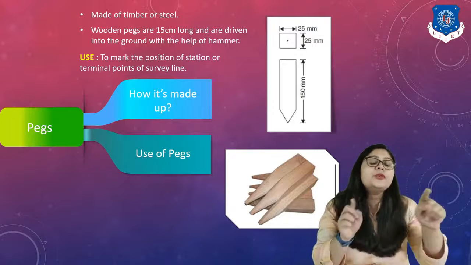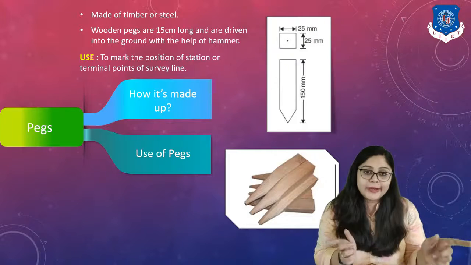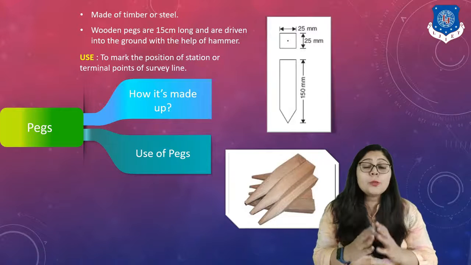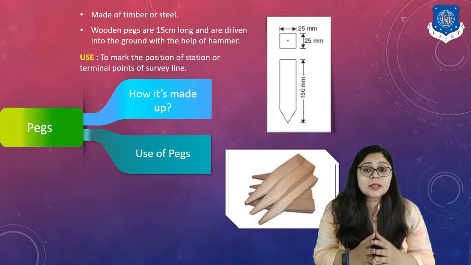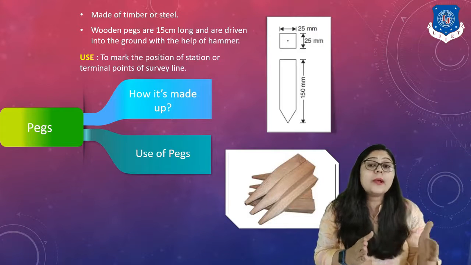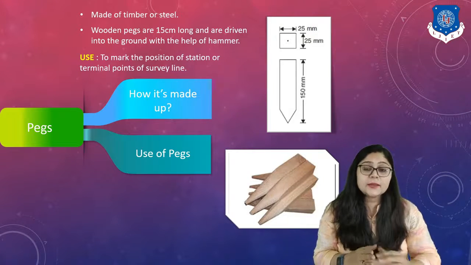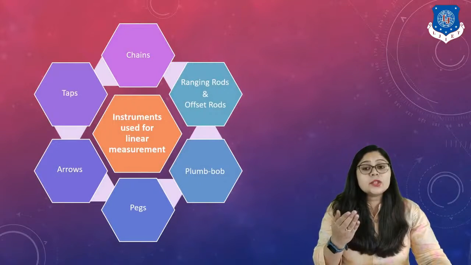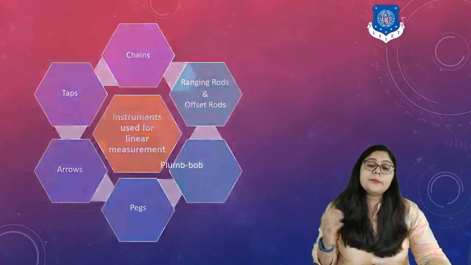Then after you unfold the chain between these 2 points, and if required you use arrows. I hope you are connecting this thing, that if you have to go to field, how these instruments can be utilized, right? Now let's discuss the next instrument, which is a plumb bob.